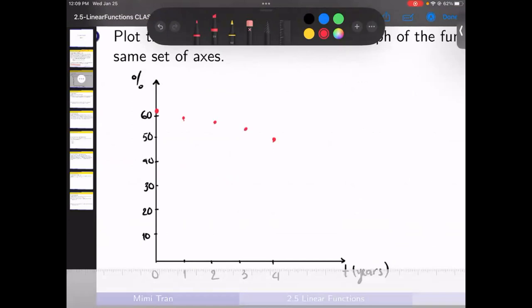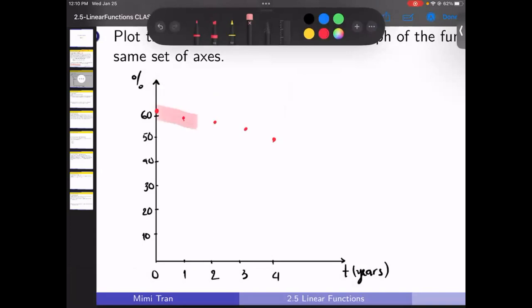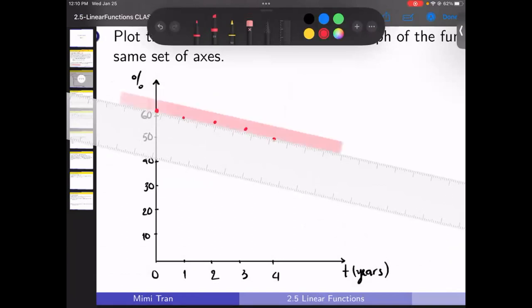Right, that's my linear function. You can see the negative slope. It's going down, right? It's not important. You just want to take a look at the picture.